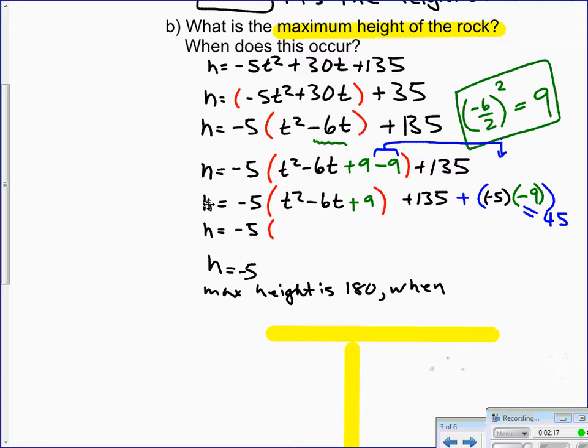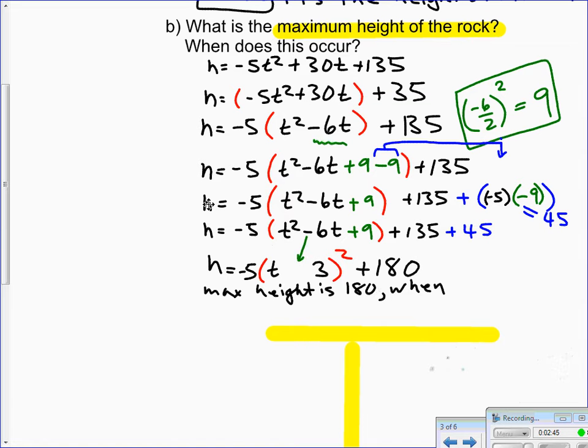When we simplify, inside the bracket you're going to have this: t squared minus 6t plus 9. And then you're going to have plus 135 plus 45. And then when we simplify again, our final bracket is going to look something like this. Inside the bracket, we're going to have t, and it should be a minus 3 because we're taking our minus sign from the previous center piece in our bracket, and we end up with this. So therefore, our max height is 180 when t is equal to 3 seconds.